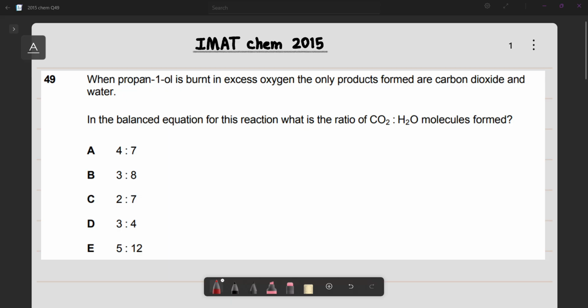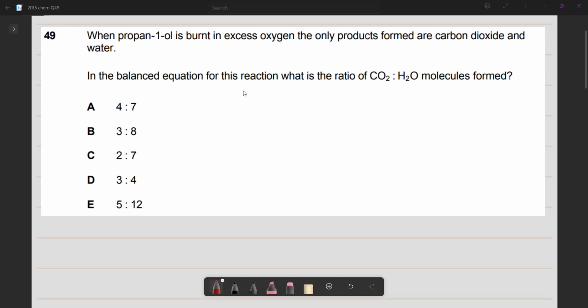So we know this propanol is an organic compound. So the general rule for any organic compound in complete combustion is that it forms carbon dioxide and water as a product. So now they're asking the ratio for these products, carbon dioxide and water. So first of all, we're going to write the general formula for this propan-1-ol in complete combustion.